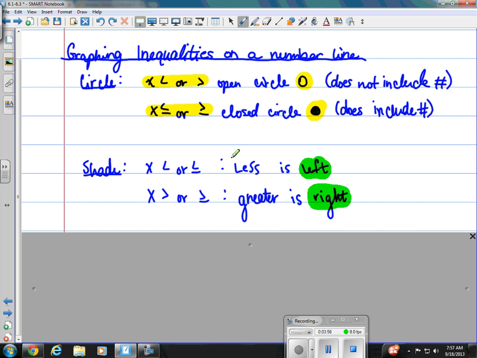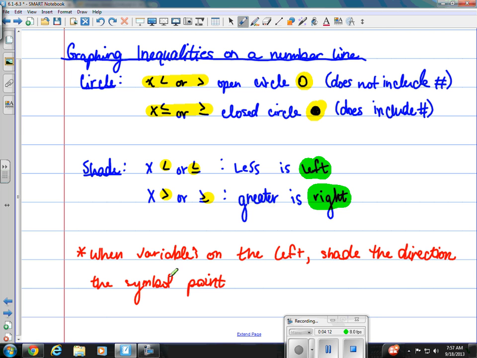Also, if you look, the inequalities point a certain direction. This inequality points to the left, so we shade to the left. This inequality points to the right, so we can shade to the right. So just as a little hint, when the variable's on the left side, like it is here, we can shade the direction that the symbol points.